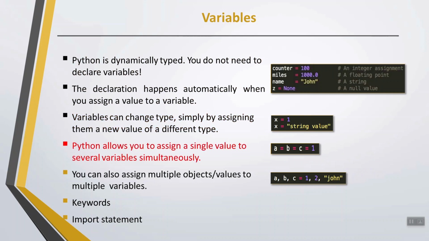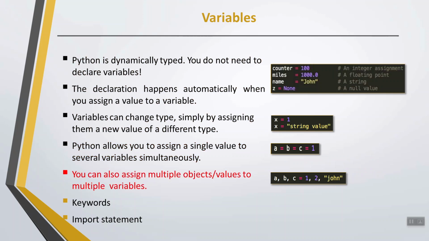Python also allows you to assign a single value to multiple variables simultaneously. For example, you can write a is equal to b is equal to c is equal to 1. What does it mean? It will assign the same value, which is 1, to all three variables.